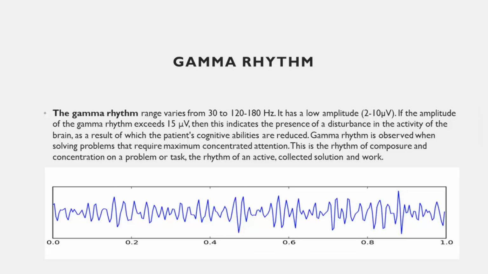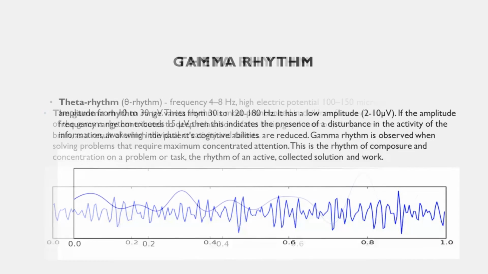The next rhythm is gamma rhythm. Then this indicates the presence of the disturbance in the activity of the brain, as a result of which the patient's cognitive abilities are reduced. Gamma rhythm is observed when solving problems that require maximum concentrated attention.